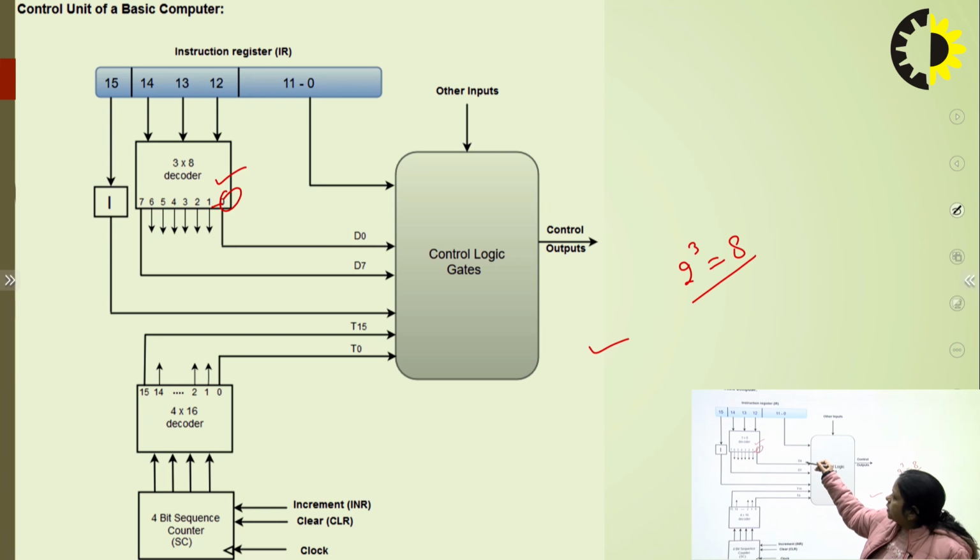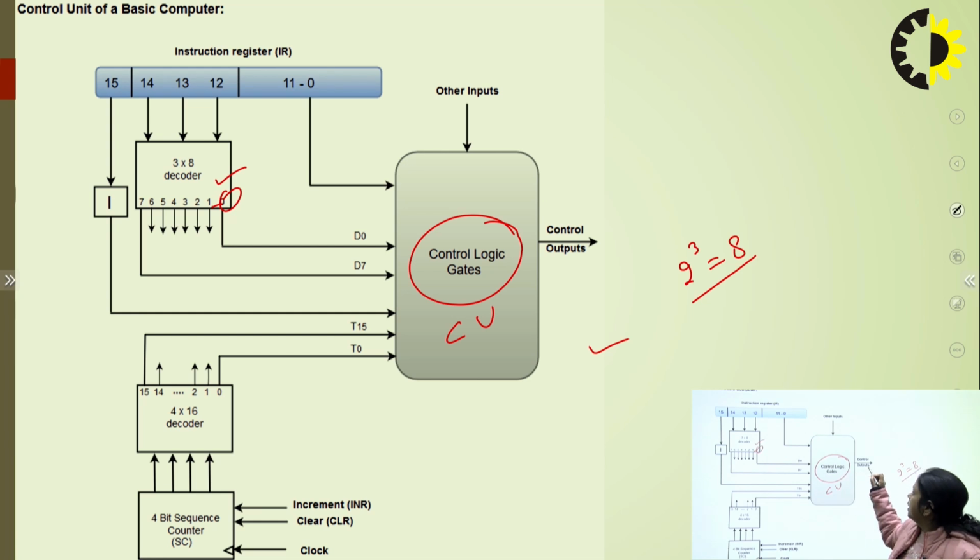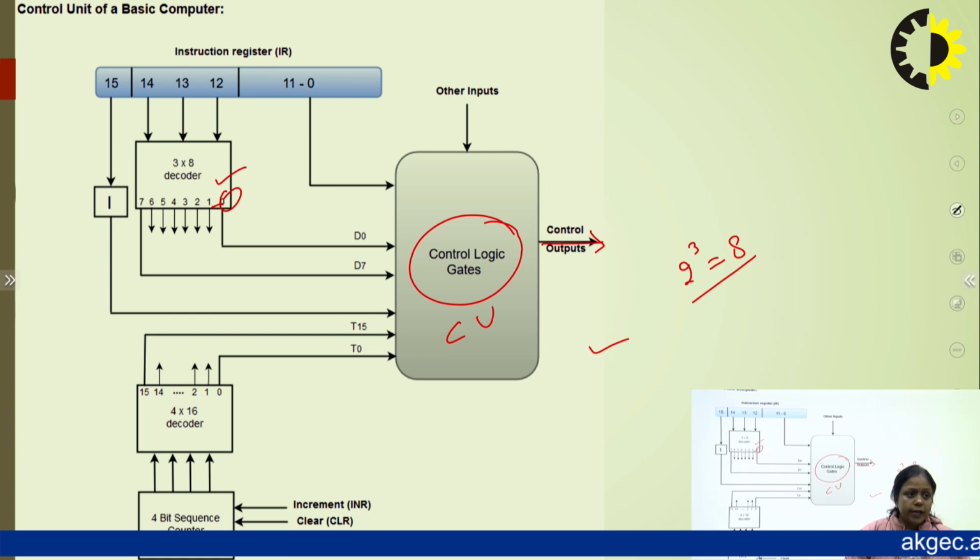So you can see here D0 to D7 output lines will be here, and it is going to the control logic gates, which is a control unit, and this control unit will give the control signals. The decoder will decode all the instructions, and then give them to the control logic gates or control unit, and then it generates the control signals here.